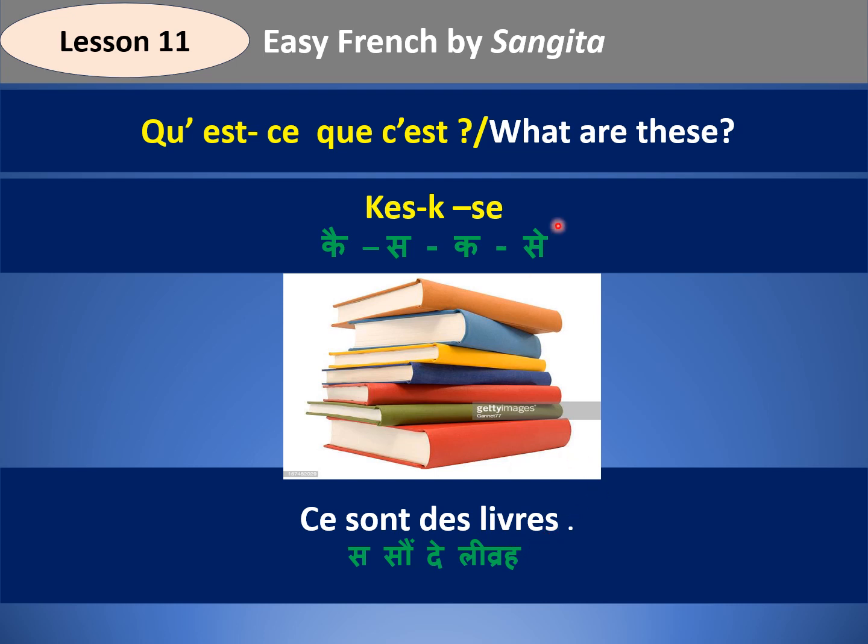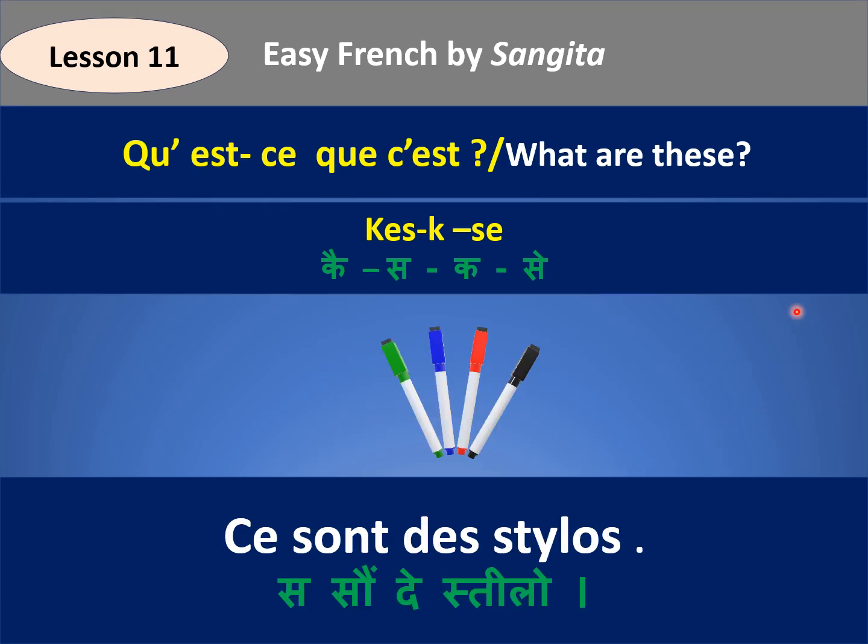Clear? So the question is going to remain the same for plural as well. This is important over here. Qu'est-ce que c'est? Ce sont des livres. Clear? We'll see one more example. Now again, qu'est-ce que c'est? Now these are some pens. Again plural. So you will say ce sont des stylos. Clear?